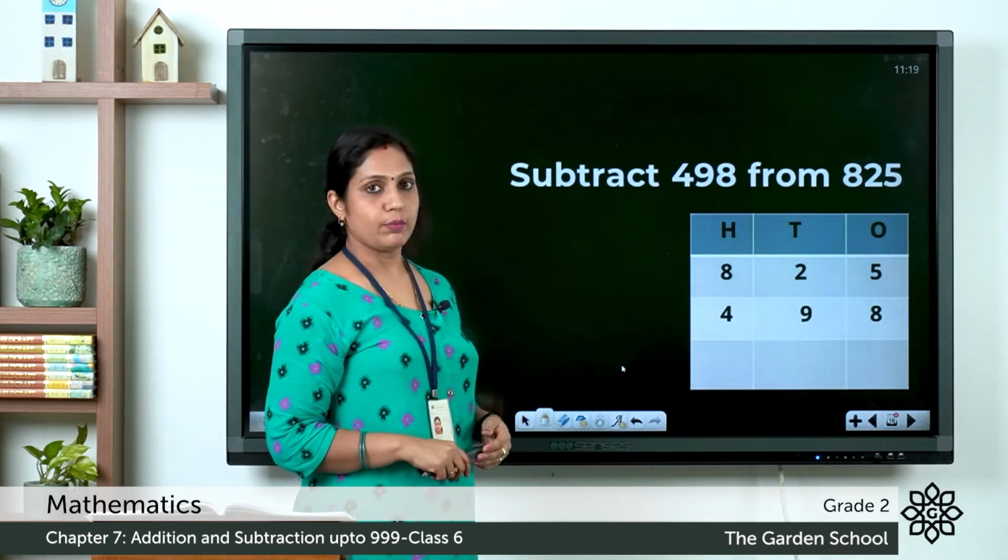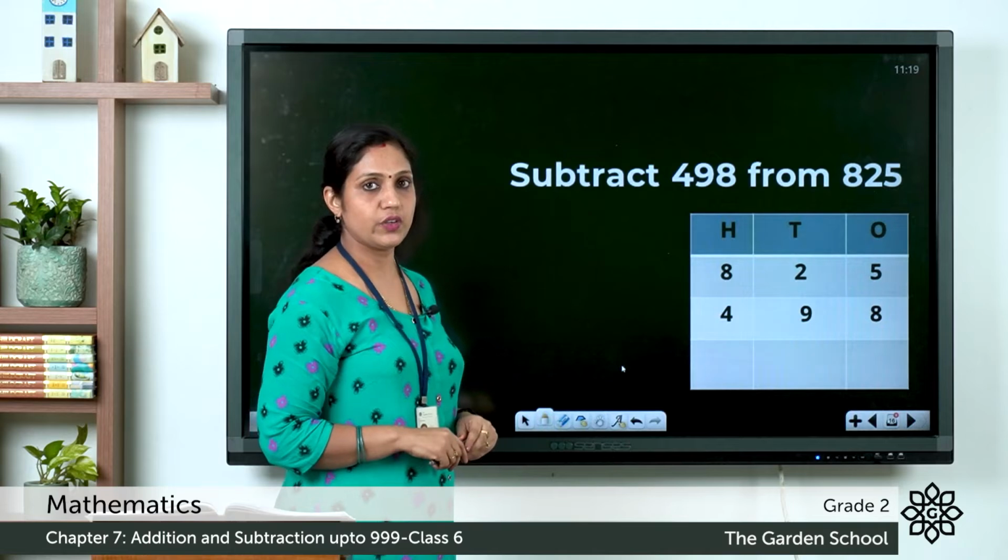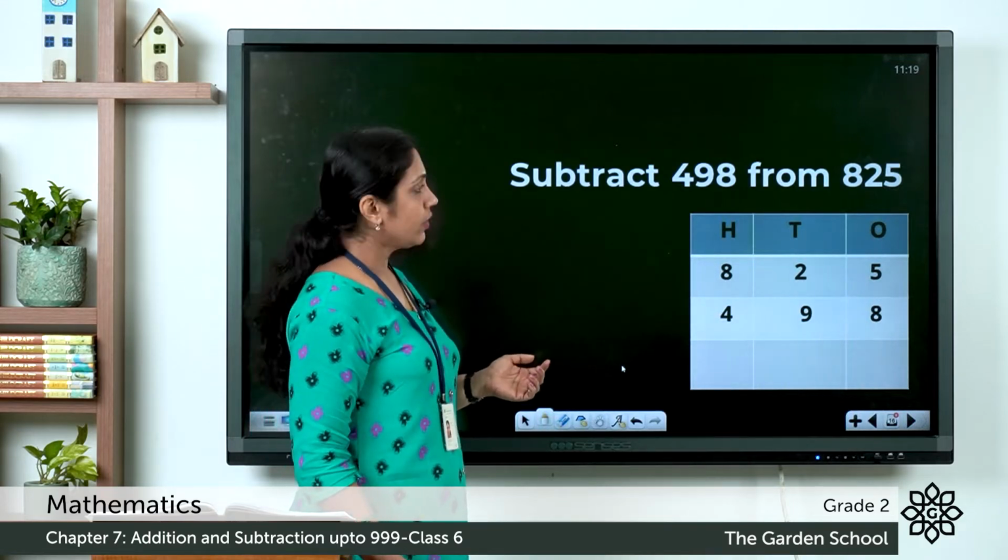Let's look at the next number. Subtract 498 from 825. So let's do that.